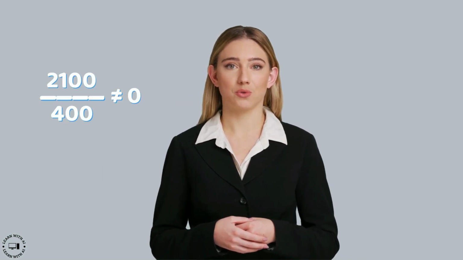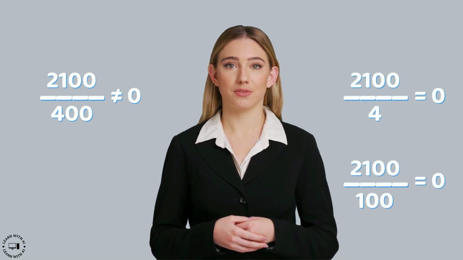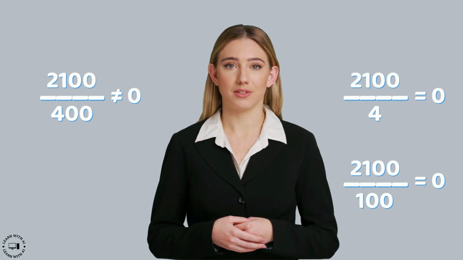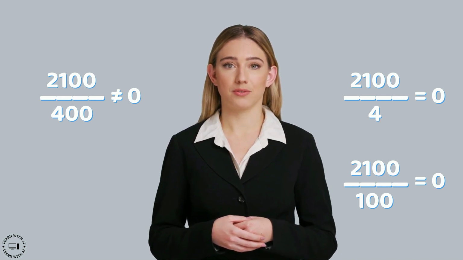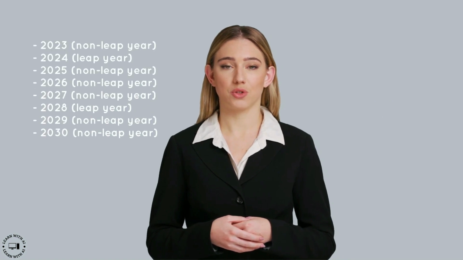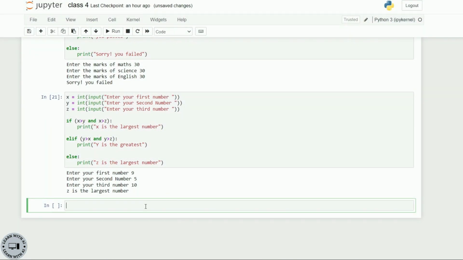However, the year 2100 is not divisible by 400, so we have to check for 4 and 100 also. It is divisible by 4 and by 100 as well, so it is not a leap year, because the year is divisible by 100. Here are a few examples that you can try. So let's start with our program.